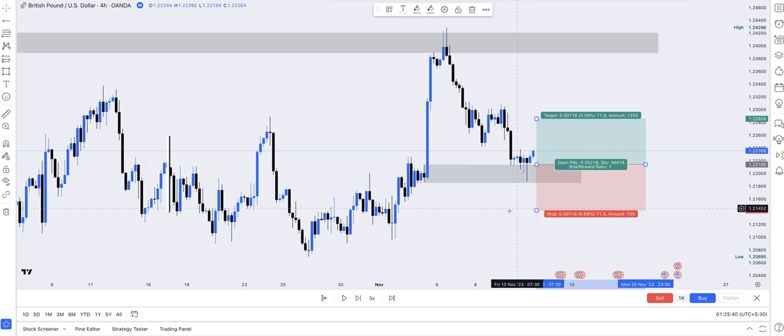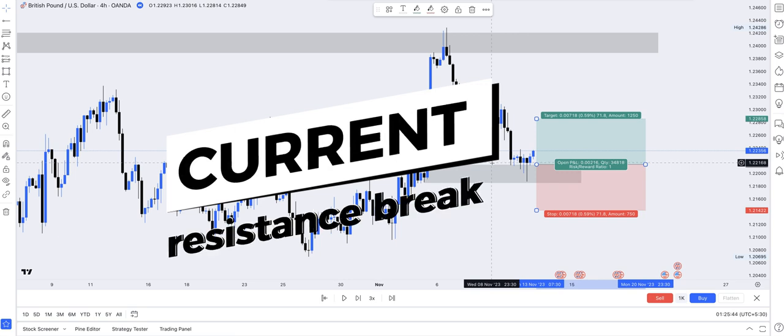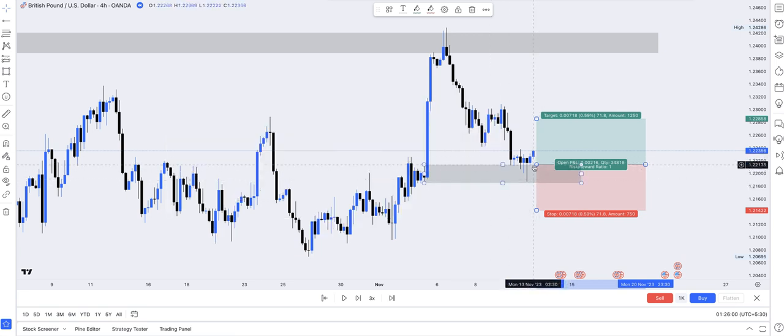Or I'll move to the 1 hour time frame or the 30 minutes time frame and look for my current resistance break, which is also another topic I'll be teaching in my subsequent lessons. Now when this happens, what will I do? I'll just pull out my long position tool, because this is where I'll be taking my entry.